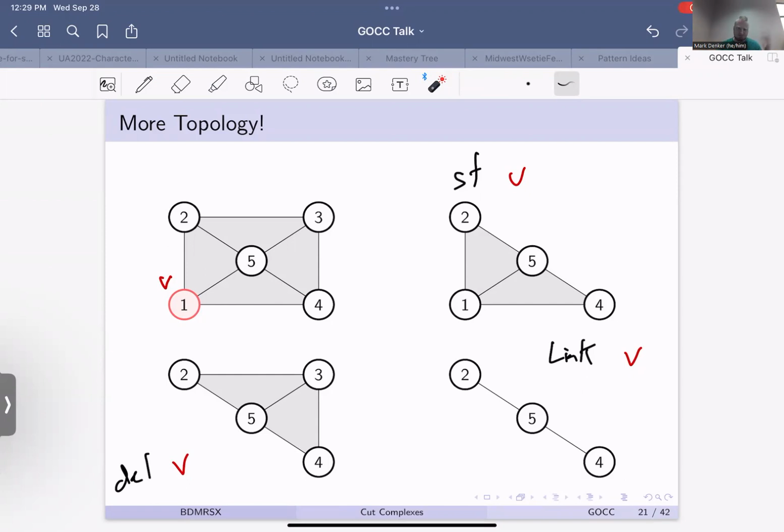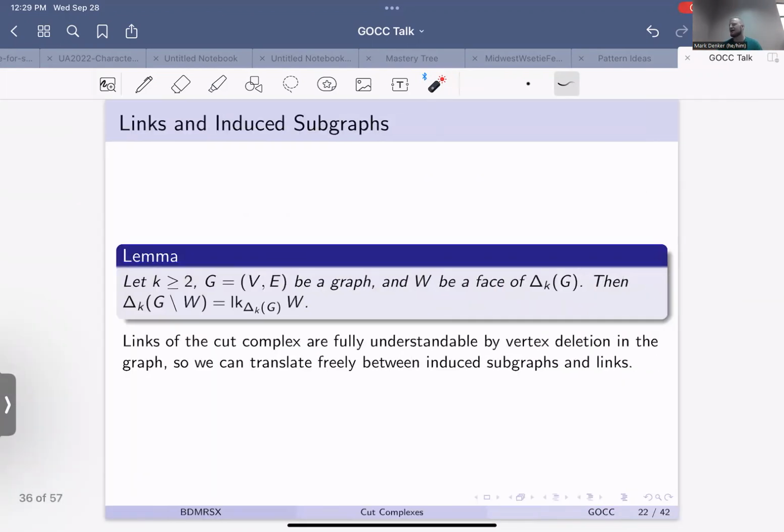Okay. Some fun topological facts. Why did I bring that up? Because it turns out that links behave very nicely with cut complexes. If you want to find the link of a face in the complex, delete those vertices from your graph. Compute the cut complex of your new graph. And so we basically have full understanding of links by understanding the induced subgraphs of our graph. And for a lot of topological considerations, if you have a full understanding of links, you have everything you want.